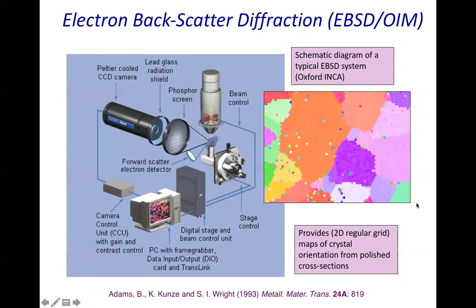And this was actually the first EBSD scan ever taken, by Stuart Wright in 1993. His advisor, Brent Adams, was an OSU alum. He studied with John Hirth and actually received our Distinguished Alumnus Award 2 years ago, I believe. But this was the first EBSD image ever taken, in polycrystalline nickel.